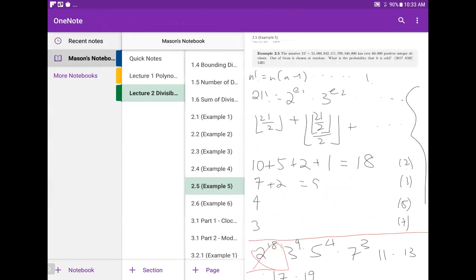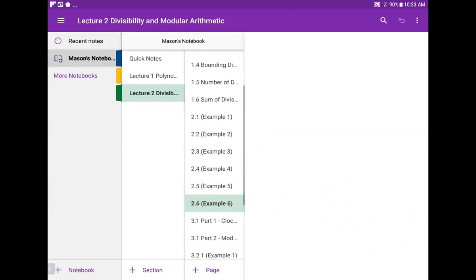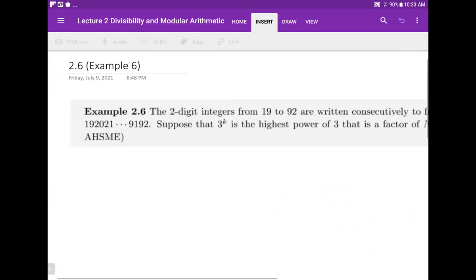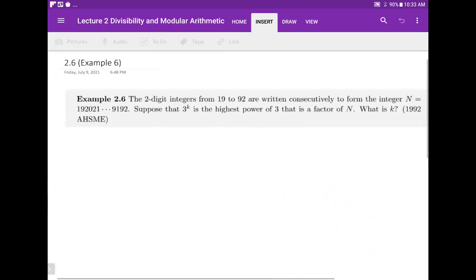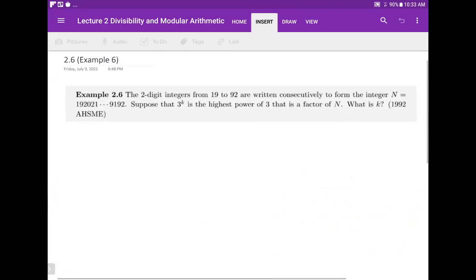All right. Let's do one last example. So it says that 2-digit integers from 19 to 92 are written consecutively to form an integer n equals 192021222324, etc., right. And then suppose that 3 to the k is the highest power of 3 that is a factor of n. What is k?